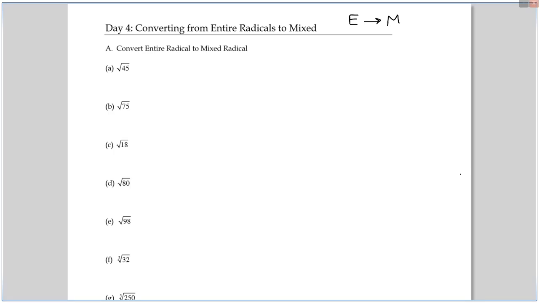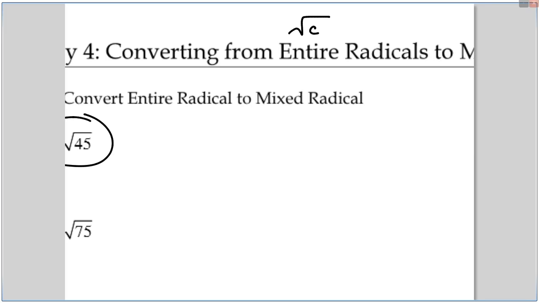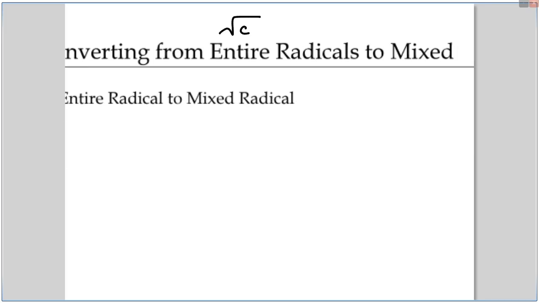So let's take a look at this first one. Converting the square root of 45 into a mixed radical. So let's just recall what these things look like. What does the entire look like? It just looks like that. So is this entire? Yes, it is. And then what's mixed? Mixed is when you have a coefficient out in front that's not 1.